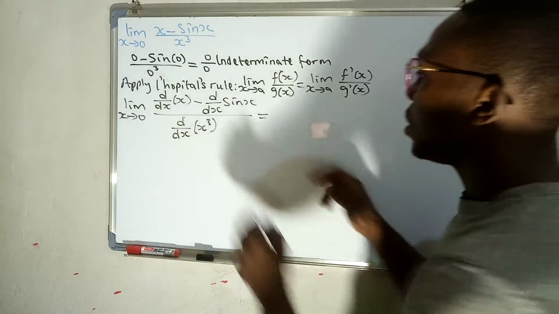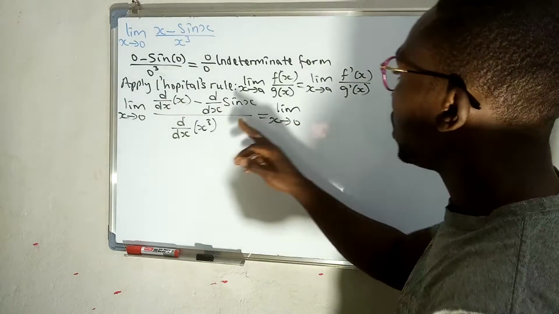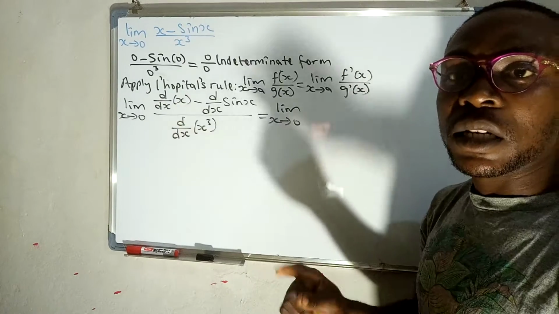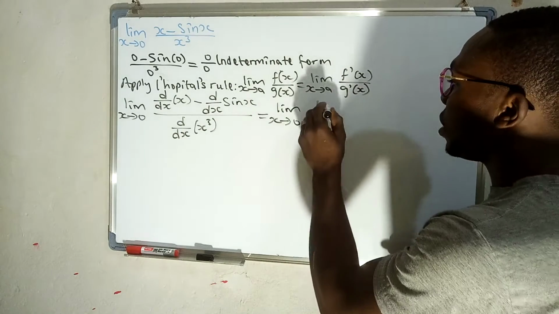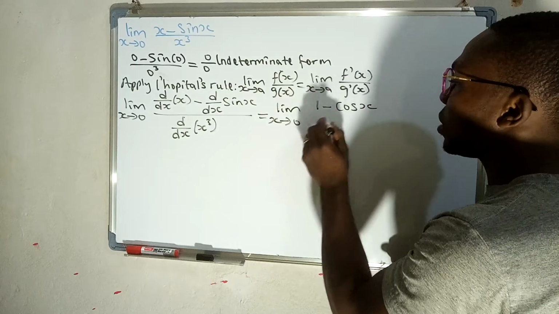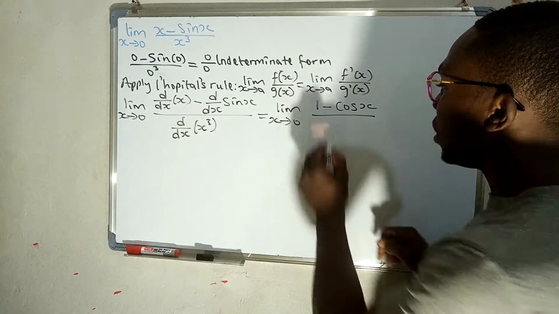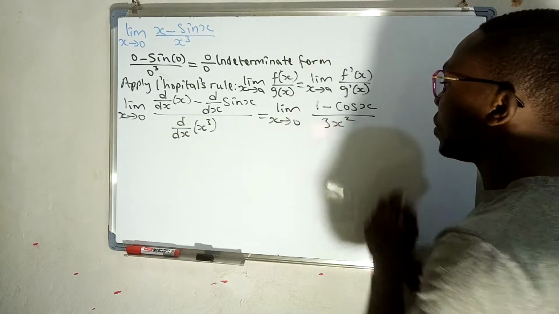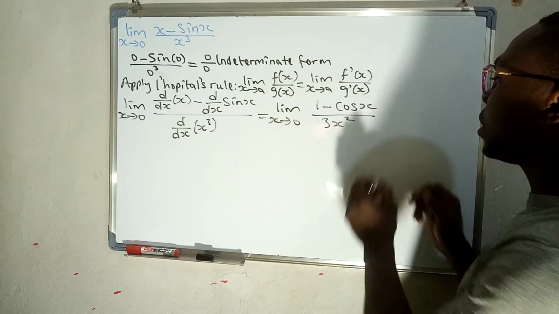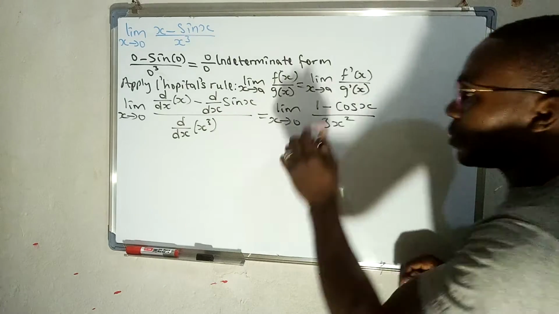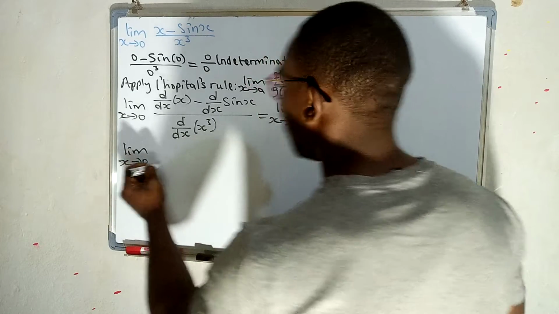This is equal to, now I bring my limit as x approaches 0. The derivative of x is 1, so I put my 1 here. The derivative of sine x is cos x, so I put minus cos x, all over the derivative of x to the power of 3, which is 3x squared. So what we need to do is plug our 0 into our x.